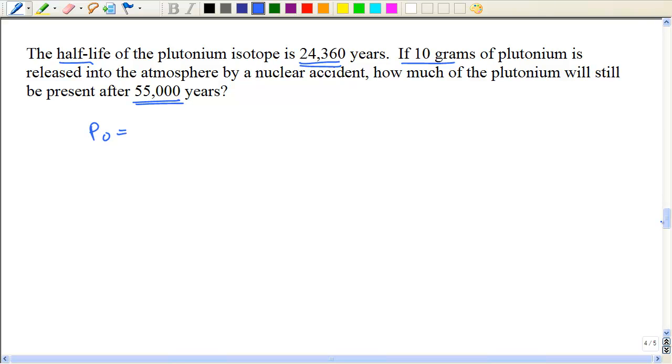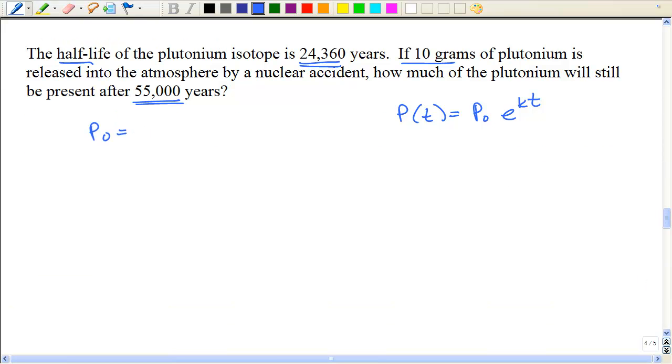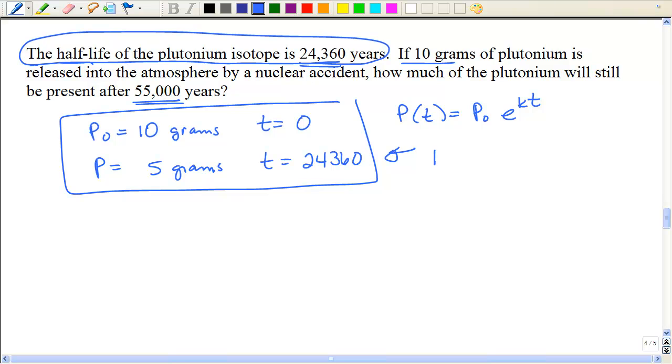Well, the amount, and I'm going to use P for plutonium, so I'm going to use this model. And again, you could go back to Q if you would like to. So our initial amount is 10 grams, and we're going to always let that time be 0. And then this is the sentence that's kind of lurking, half-life. Well, that means 5 grams would be present in 24,360 years.